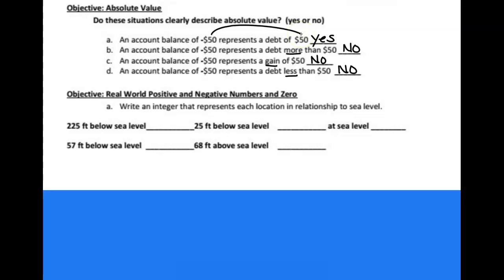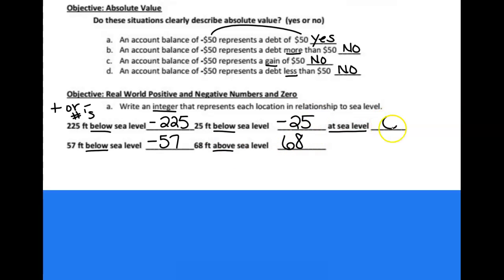Our last objective is real-world positive and negative numbers and 0. Write an integer. Integers are positive or negative numbers. Below sea level is a negative integer of negative 225. Below is negative. Above is positive. And at sea level is 0.